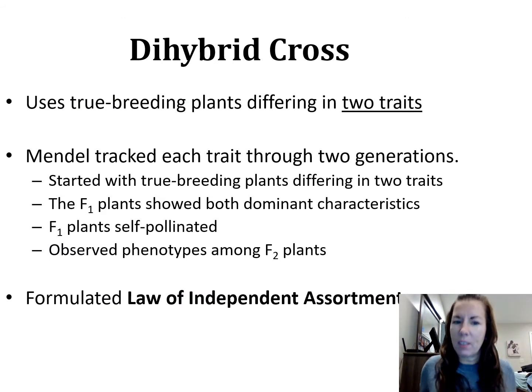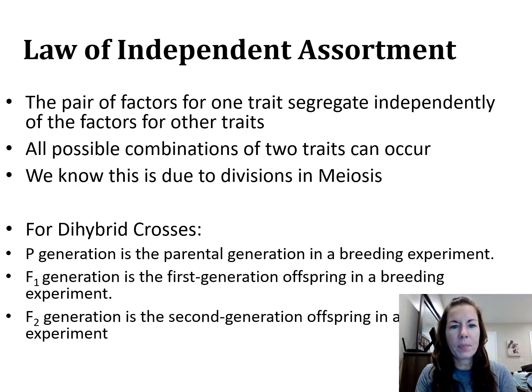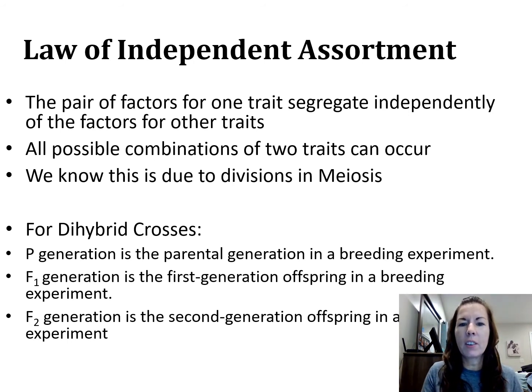He didn't stop there, though. Then he looked at a dihybrid cross. This is when he looked at plants differing in 2 traits, and he tracked those traits through 2 generations. Because of the information he got from dihybrid crosses, he was able to formulate the law of independent assortment, which means that the pair of factors for one trait separate independently of the factors for other traits. Because of that, all possible combinations of traits can happen. And we know this is due to the divisions in meiosis. We know that is a fact.